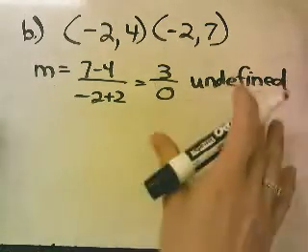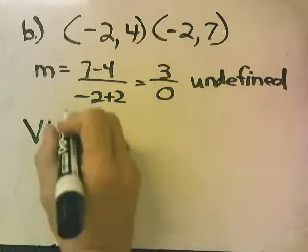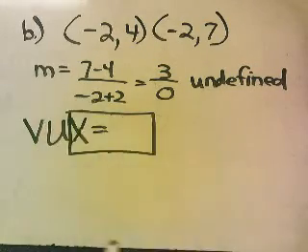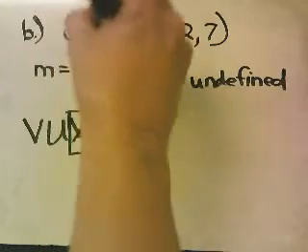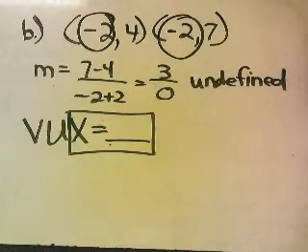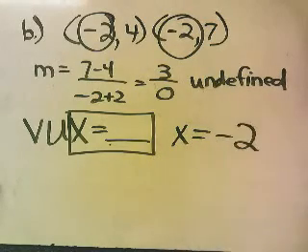Now, undefined means it's a VUX, which means my equation is going to be x equals something. Well, now, where am I going to get x values? And I look at my points, and what do I notice? That this x value is the same as this x value, which means my equation is simply x equals -2.